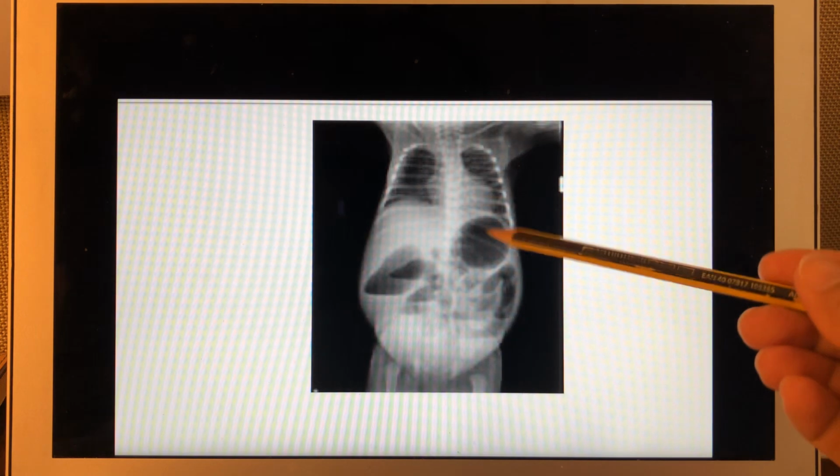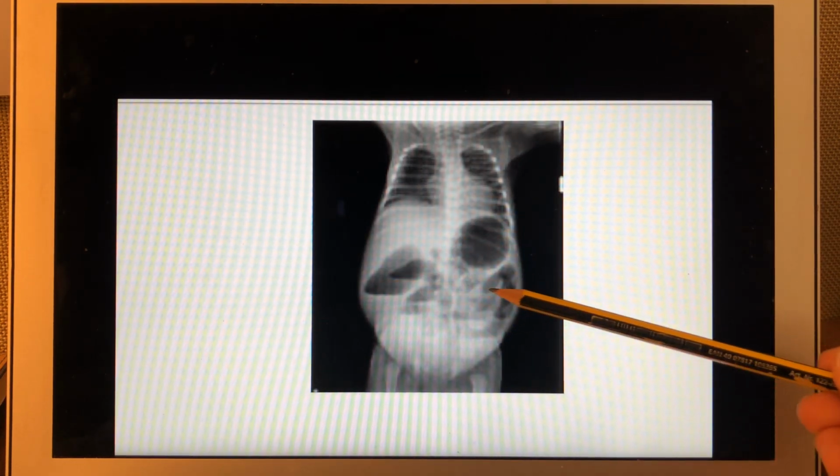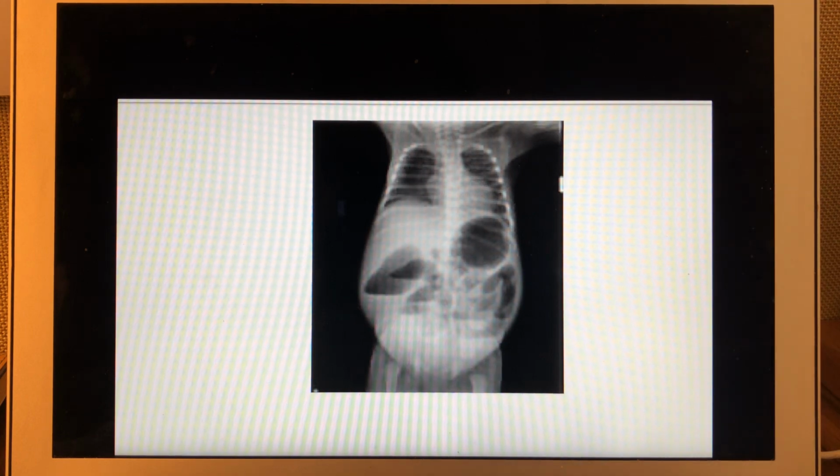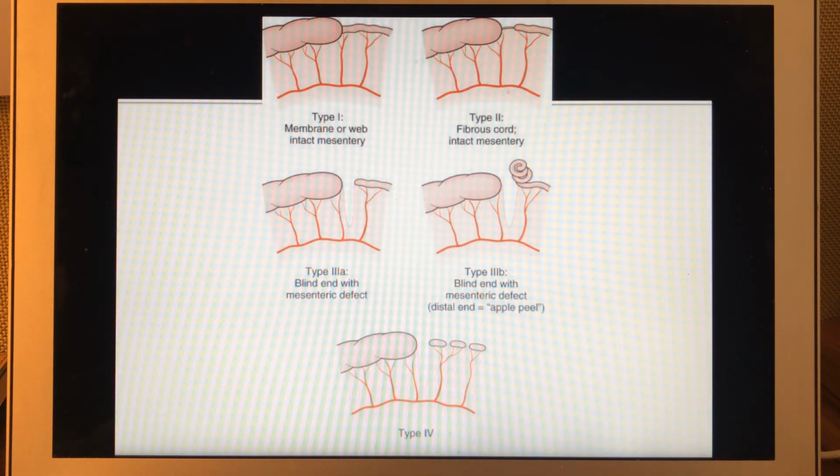Another X-ray, you can see stomach, duodenum, and a few dilated loops of bowel. All these X-rays are suggestive of jejunal obstruction or jejunal atresia. Now, small bowel atresia is different than duodenal atresia. They can be classified into 4 types.